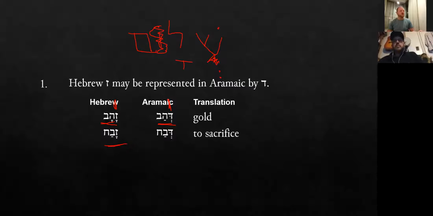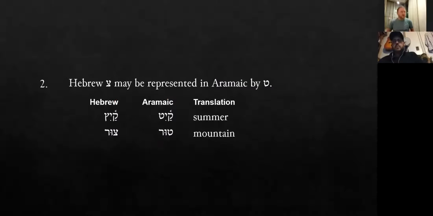This is zavach. Zavach means he sacrificed. In Aramaic, devach. Where that zayin and the dalet represent the same thing. Same thing happens with tzadi in Hebrew that is represented with tet in Aramaic. So kitz, summer in Hebrew, is kit in Aramaic. We can kind of hear why that happens.